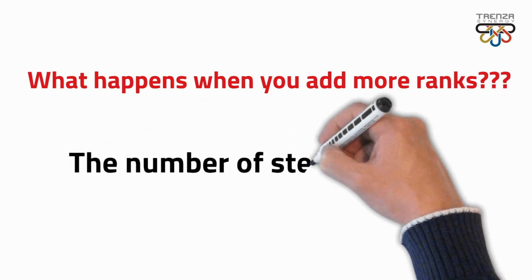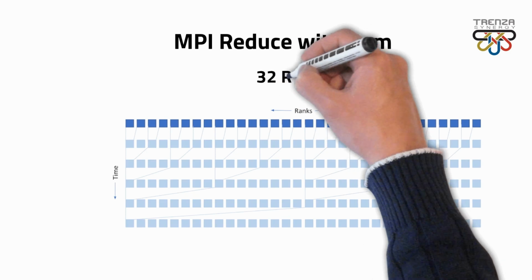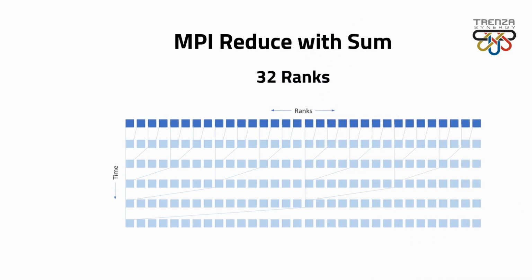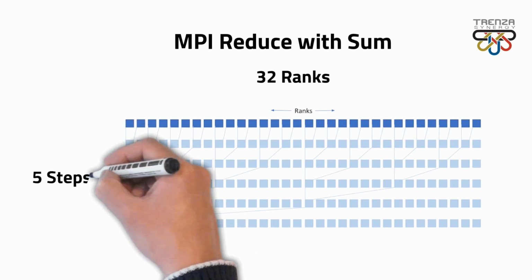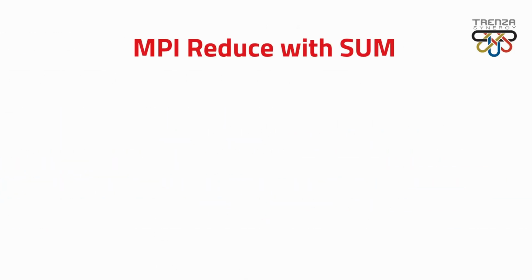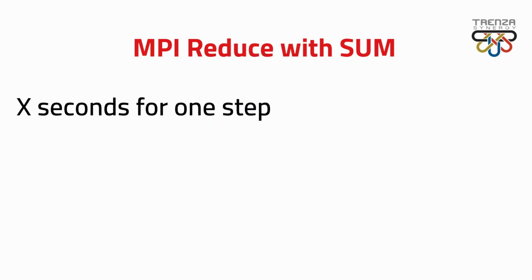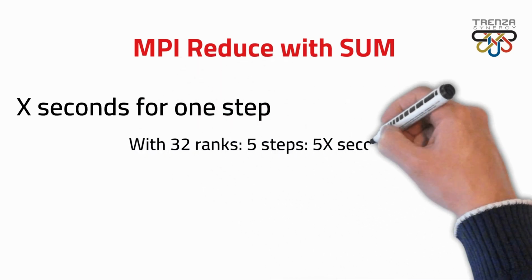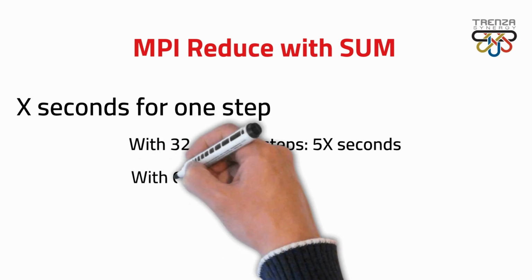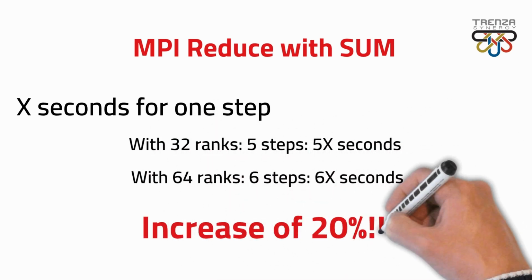This increases the number of steps needed to solve the problem. In our simple example of 32 ranks, there are log base 2 of 32 steps, which is 5 steps. If you had 64 ranks instead of 32 ranks, there would be 6 steps. This might not seem like much, but if it took X seconds to pass a message, then the operation would go from taking 5 times X to taking 6 times X time, which is an increase of 20%.